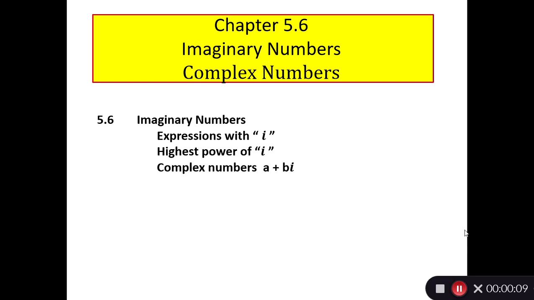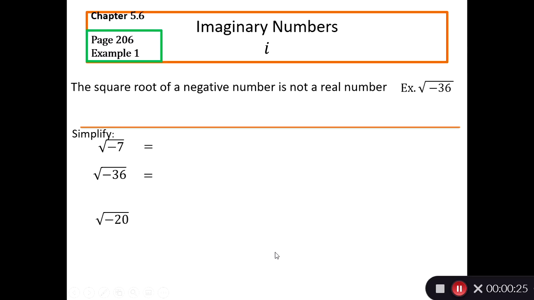Chapter 5.6, Imaginary Numbers, Complex Numbers. Well, we're going to discuss imaginary numbers, expressions with i, the highest power of i, and complex numbers, a plus bi. Obviously, the i stands for imaginary.